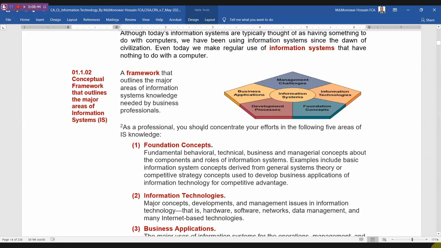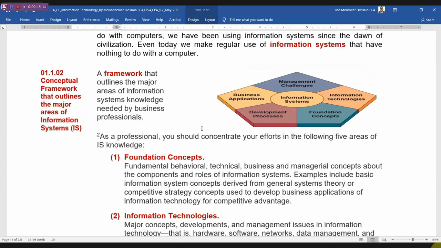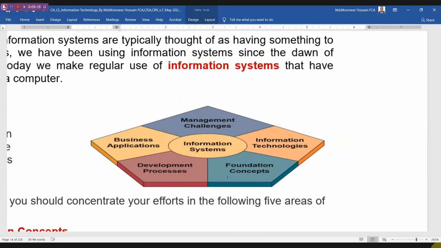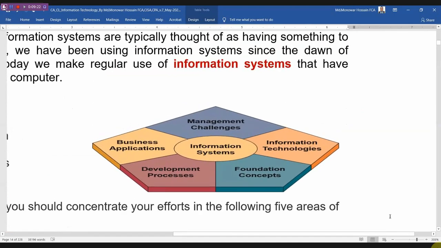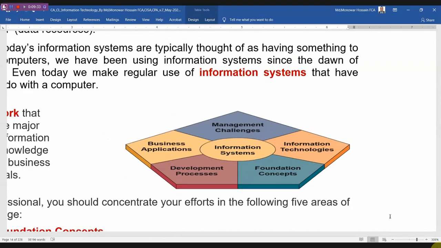And a framework. A conceptual framework that outlines the major areas of information system. We know that we have the IFRS framework, the auditing framework, and so on. In the same way, information technology needs a framework, one that outlines the major areas of information system knowledge for the business profession. Within this framework we have management challenges, information technology, fundamental concepts, development process, and business applications, all within the information system framework.